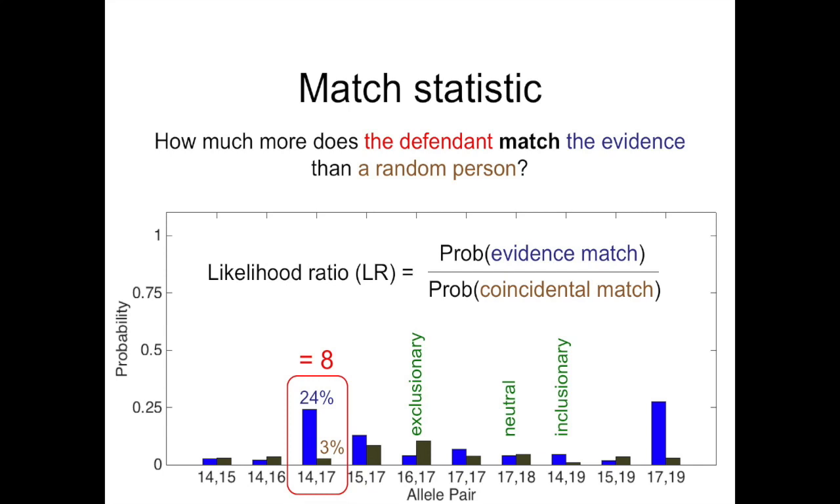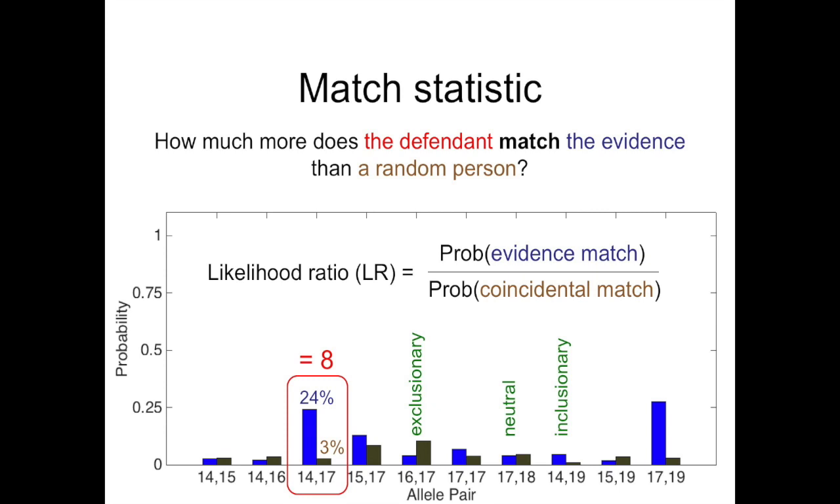So, at this one locus, the probability ratio is 24/3, which equals 8. That simple ratio gives the match statistic. It considers the evidence in blue and a random coincidence in brown for a particular person in red. Comparison can be made with anyone's genotype.